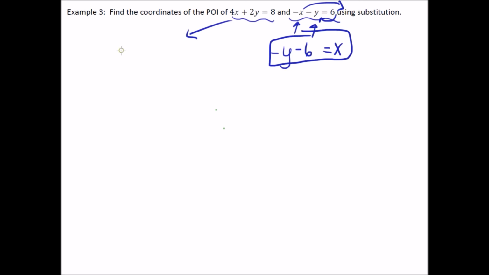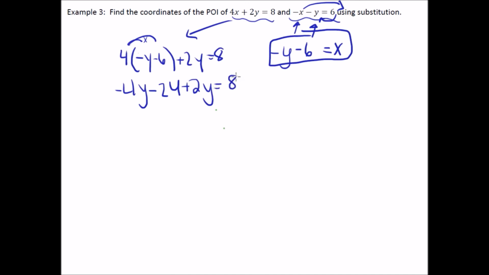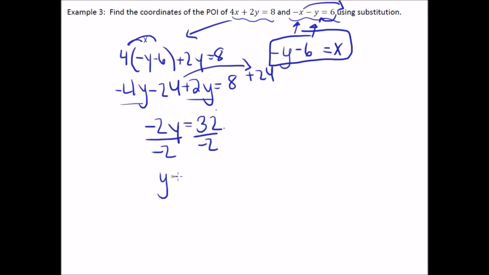So we're going to take that equation, 4x, but instead of writing x, we're going to write negative y minus 6, plus 2y equals 8. Now distribute in, I get negative 4y minus 24 plus 2y equals 8. Negative 4y plus 2y, I get negative 2y. And this negative 24, I'm going to bring it over, and it becomes positive 24. So 24 plus 8 is 32. And we're going to divide both sides by negative 2. I get y equals negative 16. Okay, so that worked out nicely.